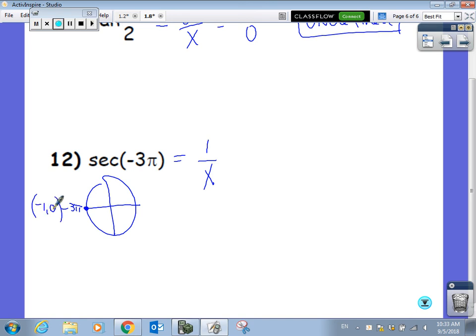This is the point over here, negative 1, 0. Secant is the reciprocal of x. So if we take the reciprocal of negative 1, the reciprocal of negative 1 is negative 1. Or we can plug in x right here, 1 over negative 1 gives us negative 1. Never leave a negative in your denominator, never leave a 1 in your denominator. Don't tell me 1 over negative 1 or negative 1 over 1. Don't tell me the square root of 1. The square root of 1 is 1. Don't leave the square root of 1 in your answer either. X equals negative 1.